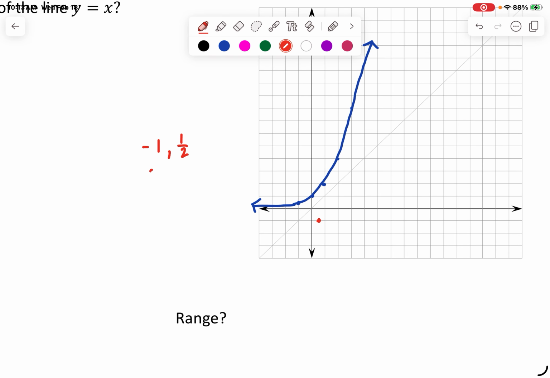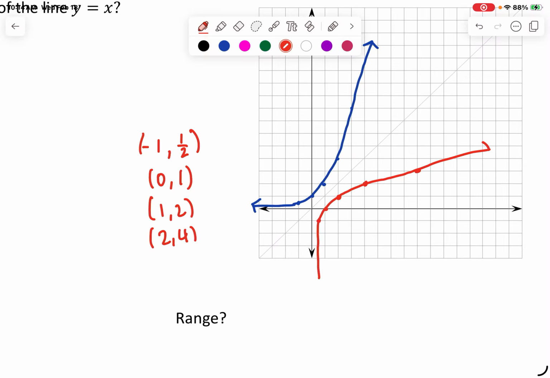Then we have 0, 1, and we're going to graph 1, 0. And then we have 1, 2, and we can graph 2, 1. And then we had 2, 4, and we can graph 4, 2, and then 8, 3. All right, so what you should notice here is that this is following a similar pattern. It's not following a horizontal asymptote, but it's following a vertical asymptote at x equals 0. And it looks like so.